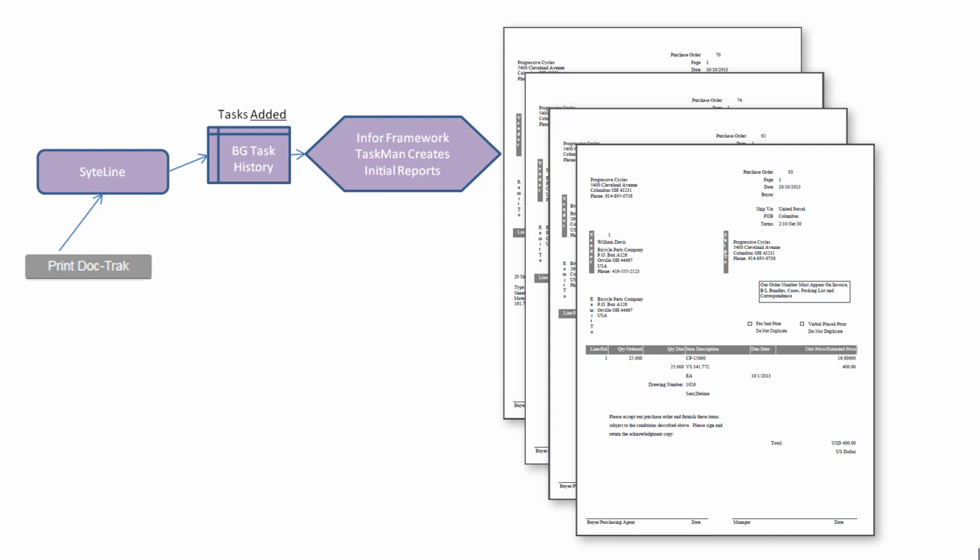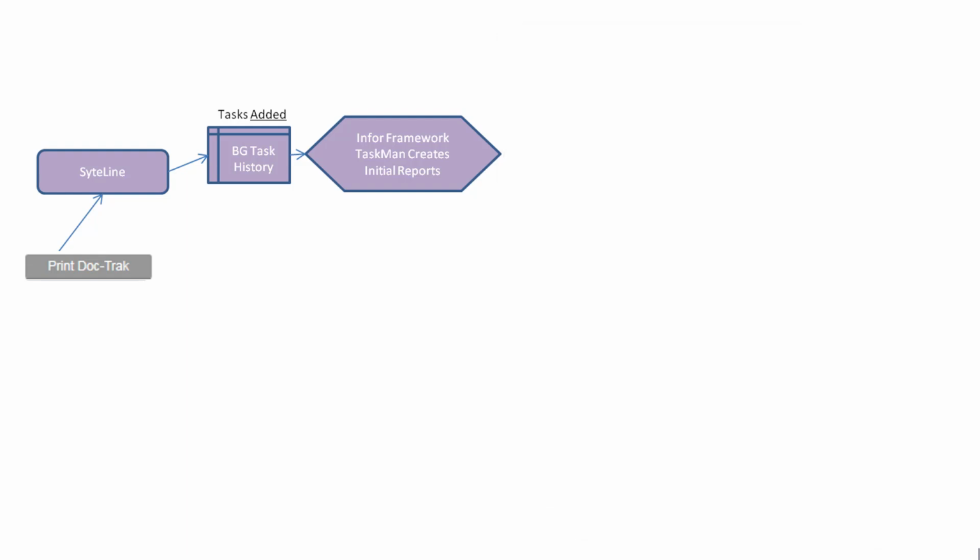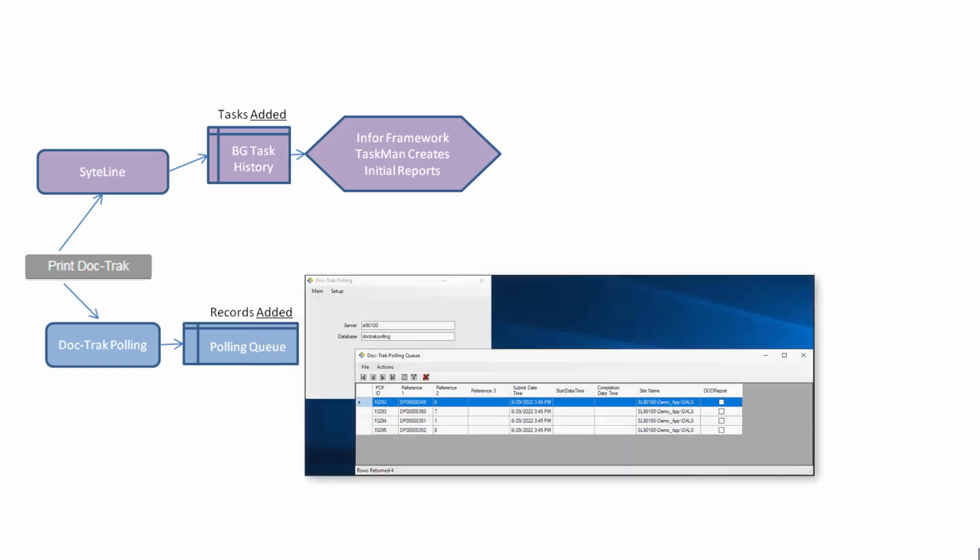This is the version of the report that you'd use if you didn't have DocTrack, or if there were no form output profile set up for that report type. DocTrack will need this file before it can generate its own bundled version of the report. Requests for the bundled version of each report are submitted to the DocTrack polling queue.